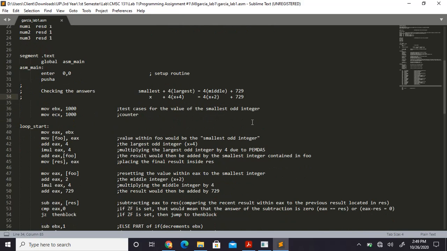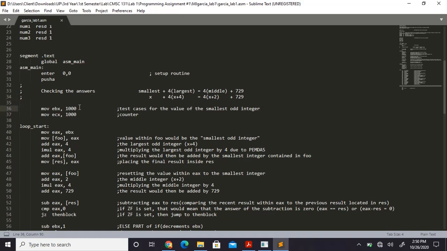So the logic that I made, ma'am, is that since we know our answer would be 721, 723, and 725, but we need to prove that it should be so. So I made a counter from 1 to 1,000. From 1 to 1,000, it checks which numbers apply to that problem. So that's what I did first.